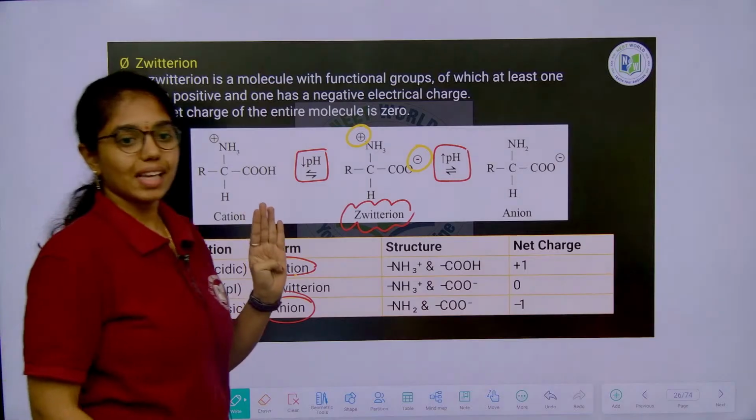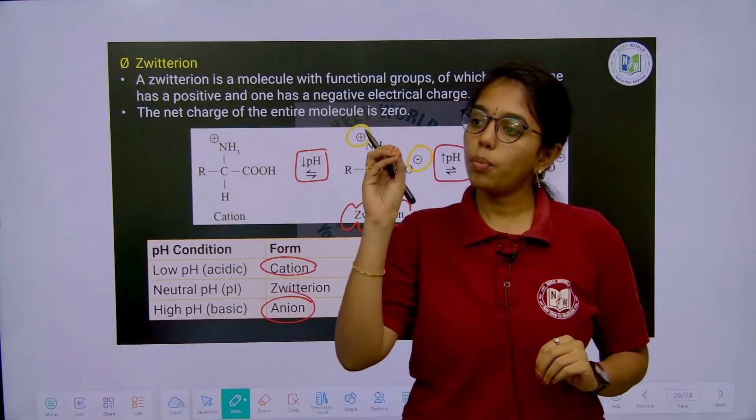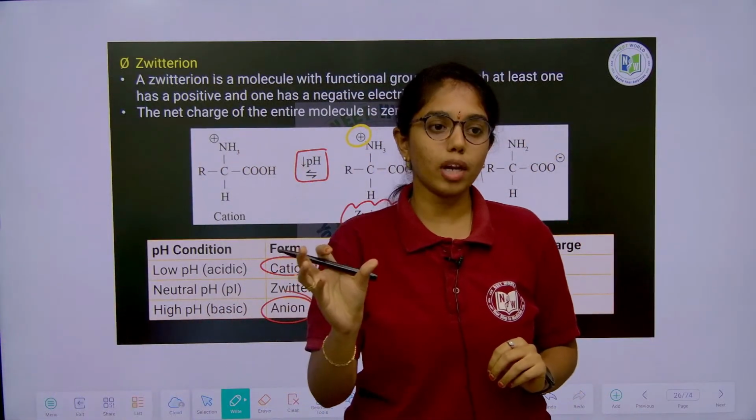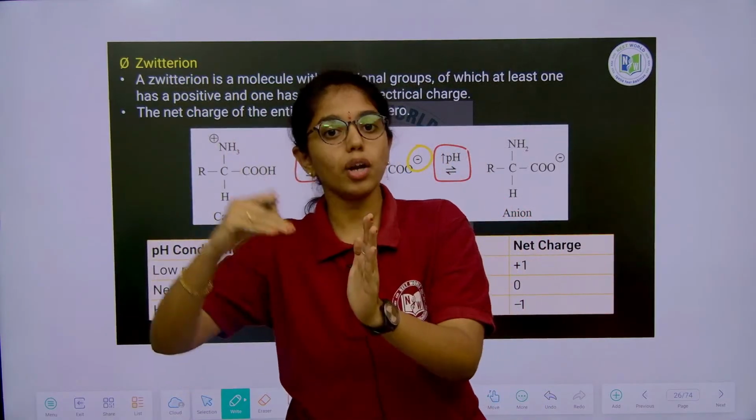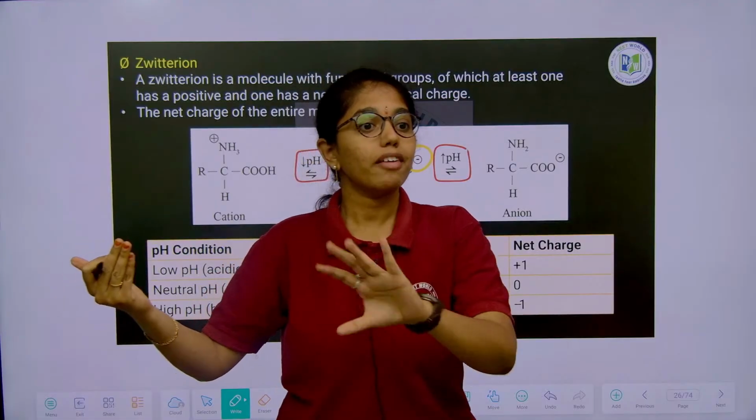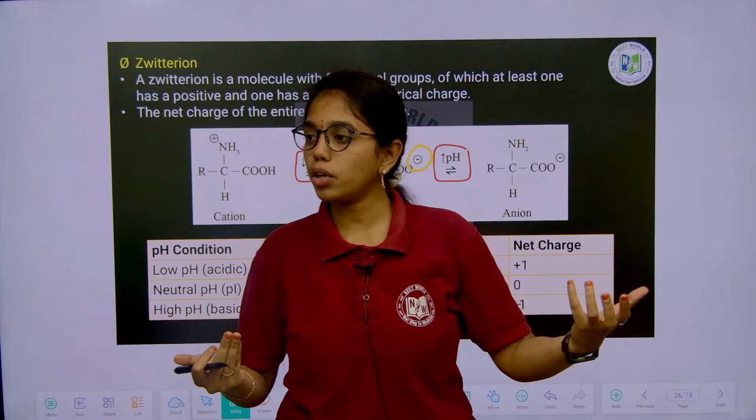Zwitterion is an amino acid that has both positive and negative charge at neutral pH. If that solution's pH is further reduced, this Zwitterion will form what? Cation. If pH is increased, then it will form anion.